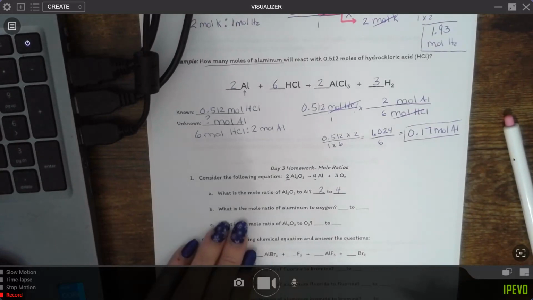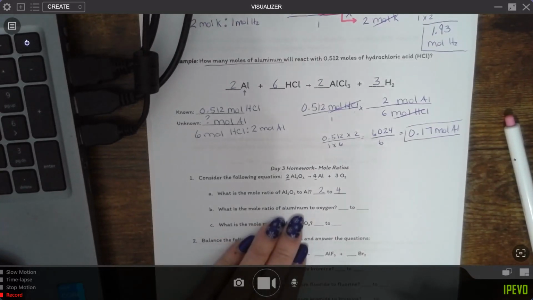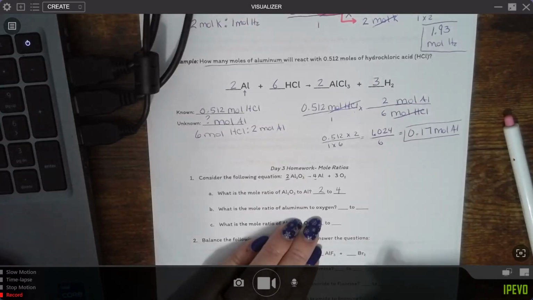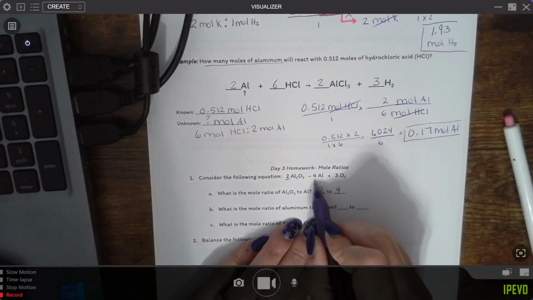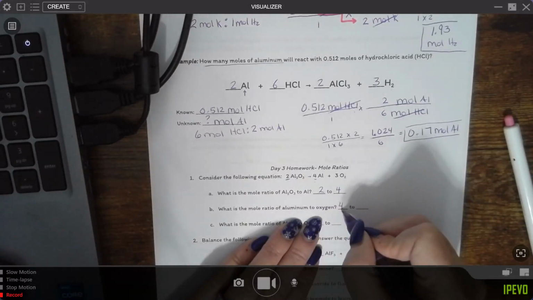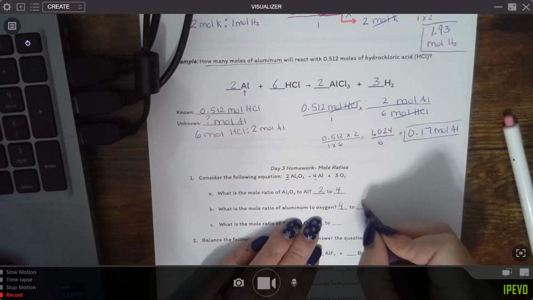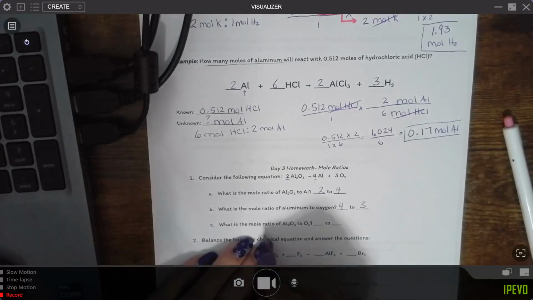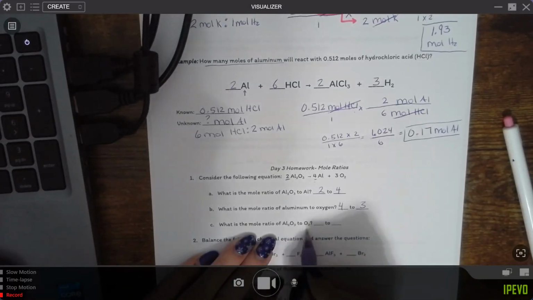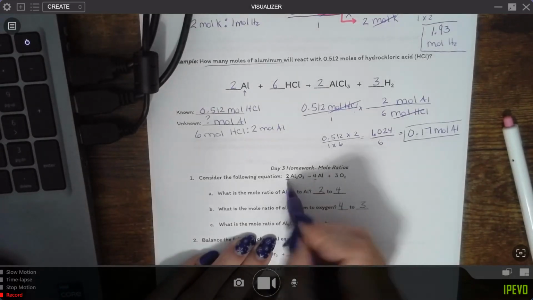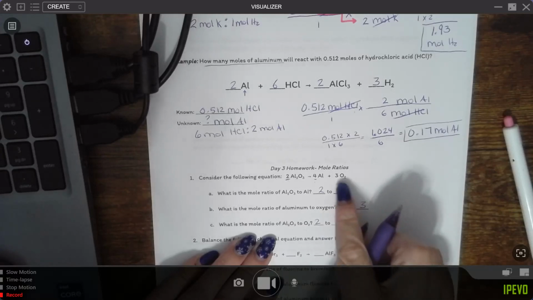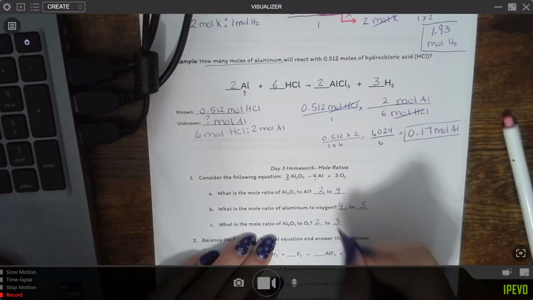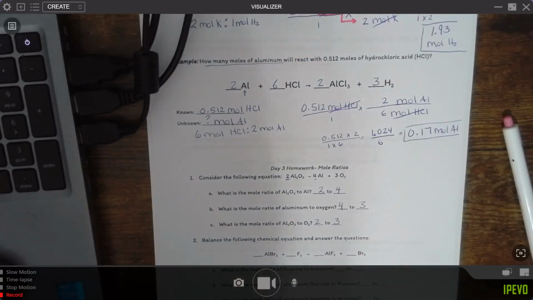All right, what is the mole ratio of aluminum to oxygen? All right, so we're going to look, aluminum is 4, oxygen is 3. All right, what is the mole ratio of aluminum oxide to oxygen? So aluminum oxide is 2, oxygen is 3. Okay, so that's how you are going to, we can ask you multiple things.